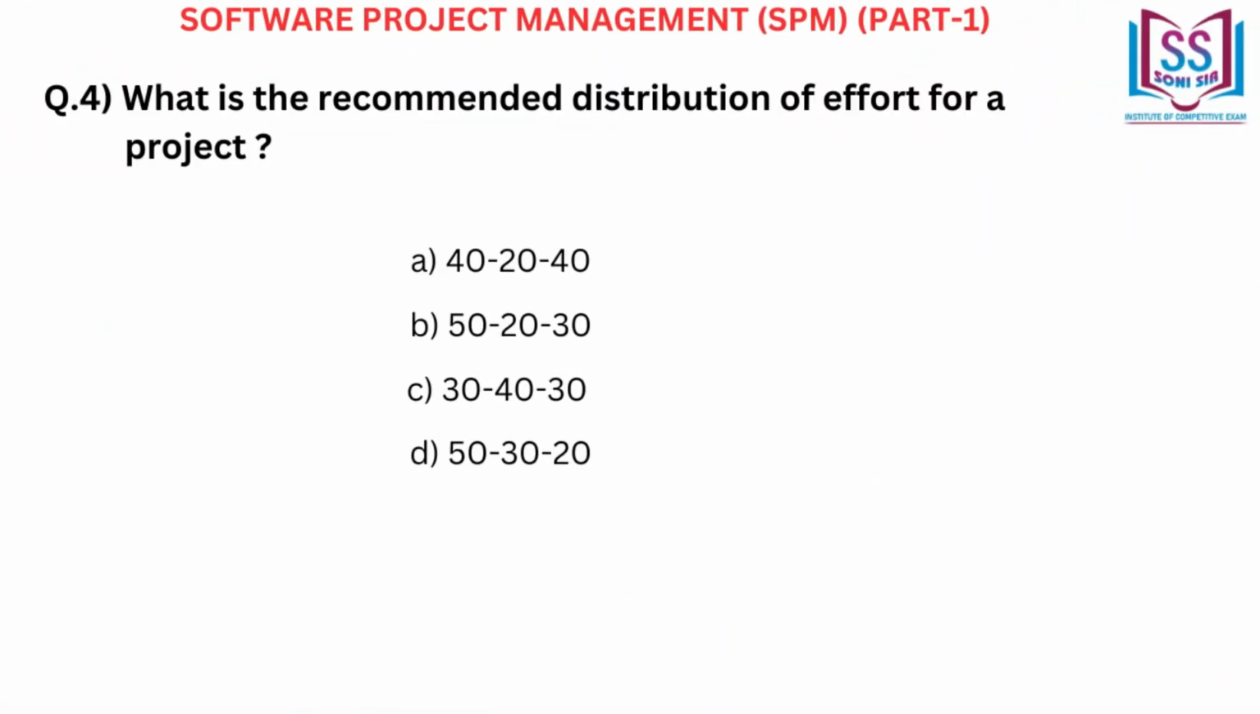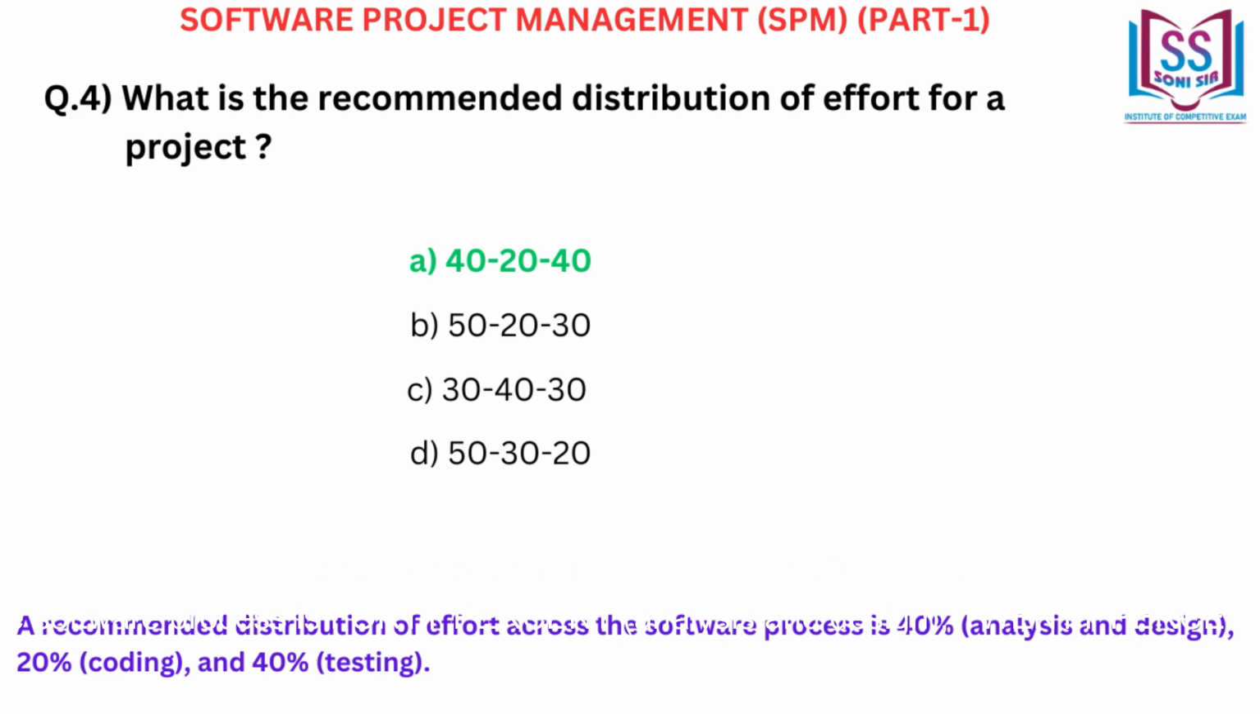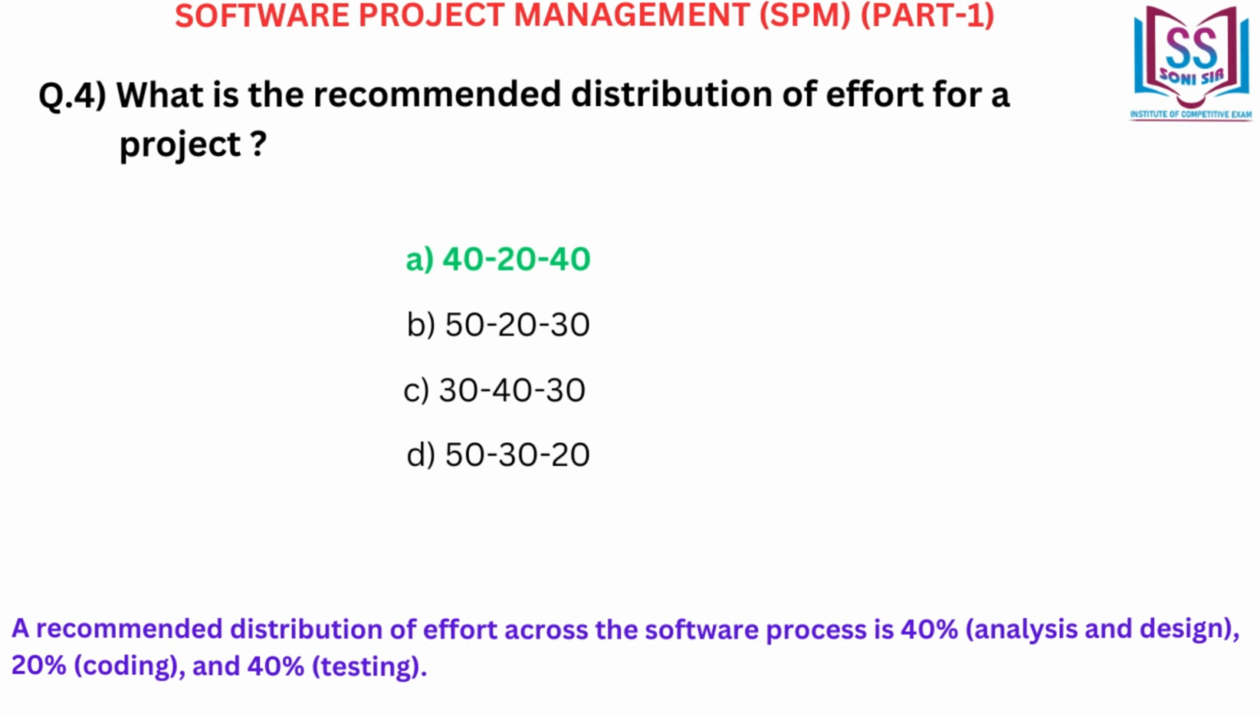What is the recommended distribution of effort for a project? A. 40-20-40. B. 50-20-30. C. 30-40-30. D. 50-30-20. Correct answer A. 40-20-40. A recommended distribution of effort across the software process is 40% analysis and design, 20% coding, and 40% testing.